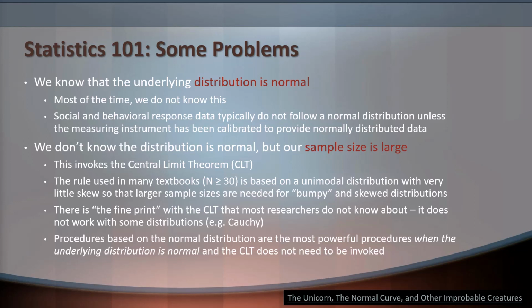Procedures that are based on the normal distribution are the most powerful procedures when the underlying distribution is normal and the central limit theorem does not need to be invoked. That is important to know, because often what you'll hear people say is that procedures based on the normal distribution are the most powerful, period. And they don't realize or forget that that's only true if the underlying distribution is normal. And in fact, even if the central limit theorem will work, that still doesn't make those procedures the most powerful.